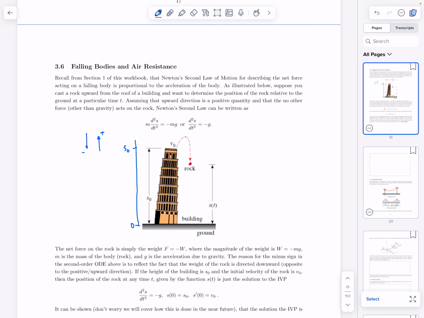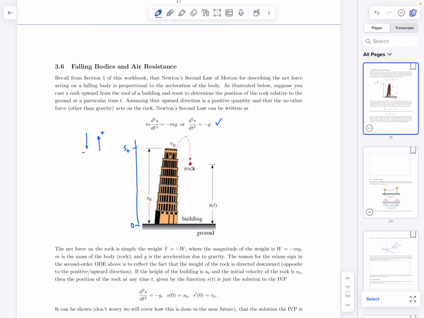And so Newton's second law in this particular case can be represented simply as the mass times the acceleration, which is the second derivative of the position function s, which is minus mg. Or we could just divide through by the mass, and we simply have this differential equation, all right?